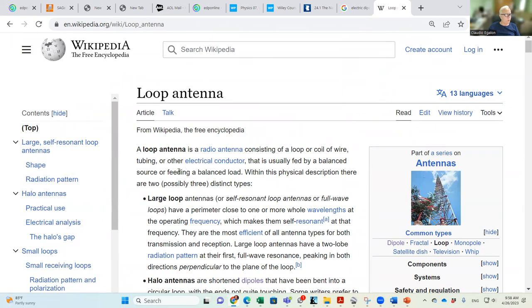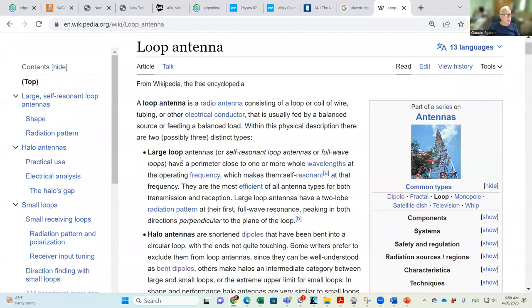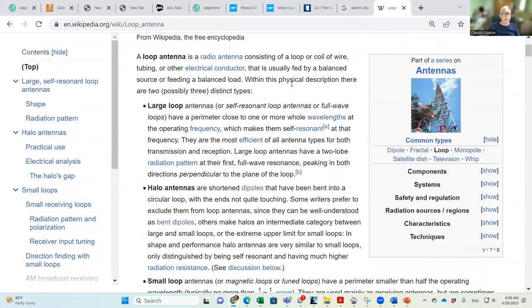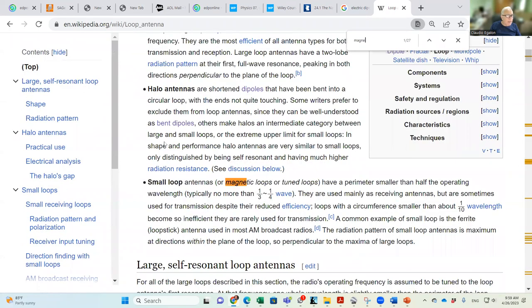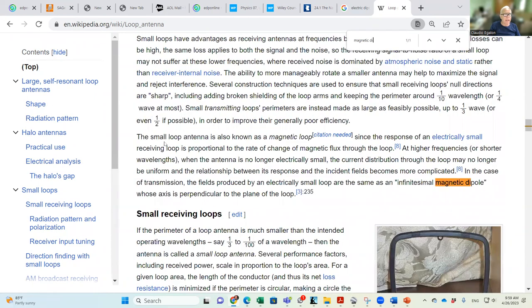Of a loop of coil or wire tubing or other. Let's see if it says magnetic dipole antenna here. We call it loop, but it is a small loop magnetic dipole. Yeah, here you go. It has magnetic dipole. The small loop antenna is also known as a magnetic loop or a magnetic dipole, because a current loop is a magnetic dipole.